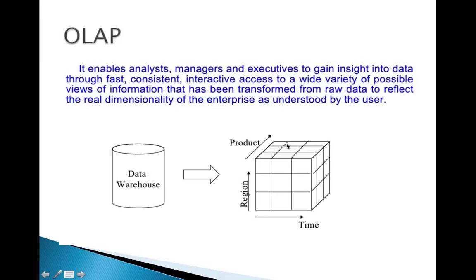Based on those dimensions, it will automatically categorize where the data has to come in the cube. Let's say Jan is here. For the January month, for the Andhra Pradesh region, what is the product sold, the best product? That data will get stored here. Like that, it will categorize.